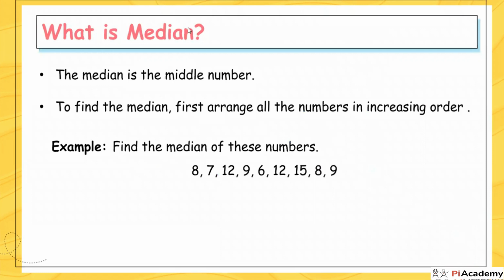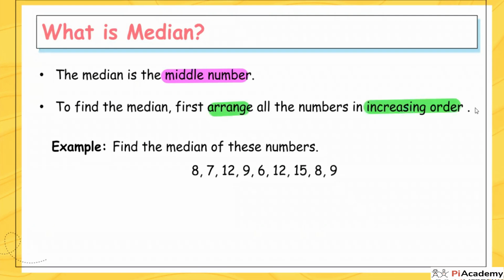So the next thing is, what is median? Okay, so let's figure it out. What is median? Median is just the middle number. Okay, so median is the middle number, but there is a condition. To find the median, first we need to arrange the numbers in increasing order. Okay, or you can say decreasing order. It's okay, but you have to sort them.